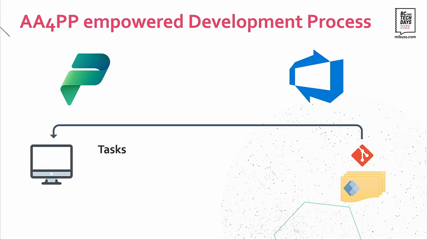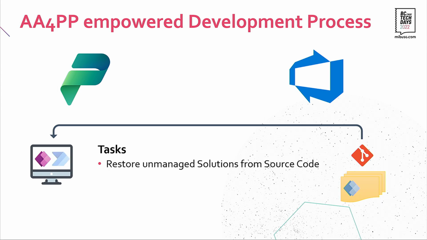In detail, this means the source code is inside of my Git repository. The task is very simple. I need to restore an unmanaged solution based on the source code and import it into the Power Platform. This solution contains here a Canvas app. Later, my maker starts to modify everything, and he adds maybe a Power Automate flow.